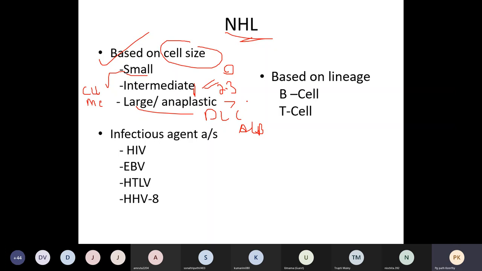Next, we also classify based on lineage. This we follow if you are dealing with cytology or with histopathology where you don't have IHC to prove it.